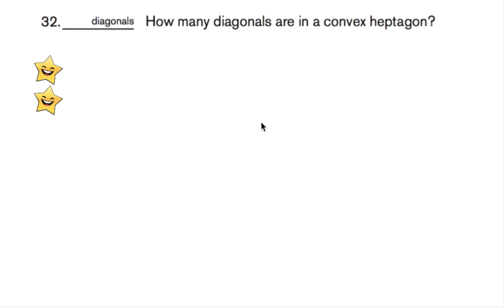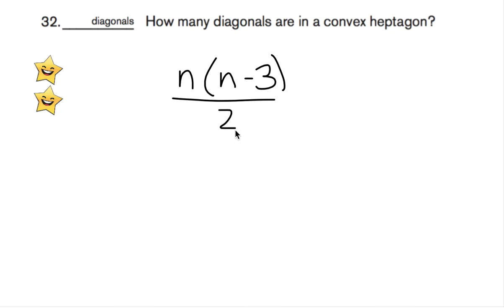Number 32. How many diagonals are in a convex heptagon? Well, the formula for the number of diagonals in a shape is n times (n minus 3) divided by 2, where n is the number of sides in the shape.